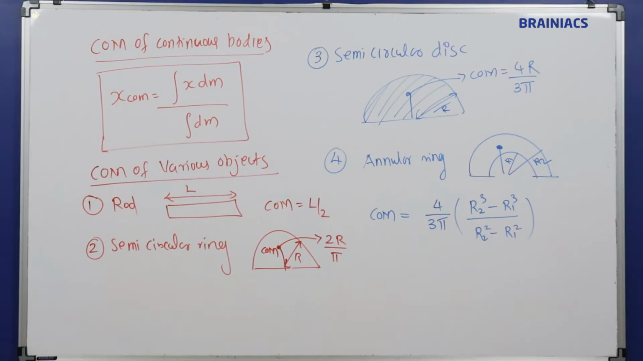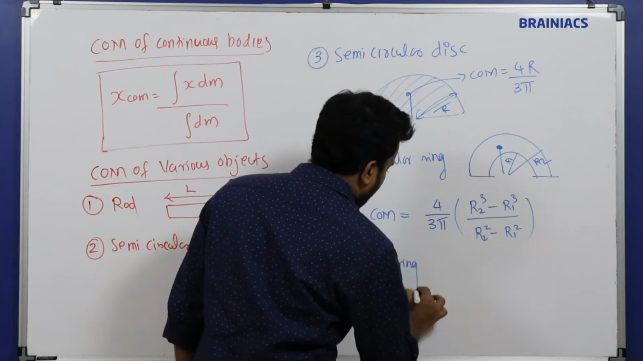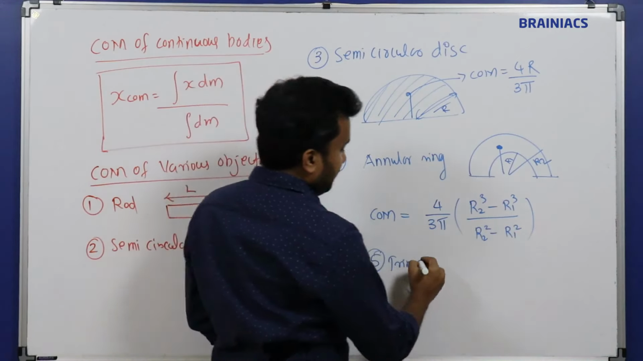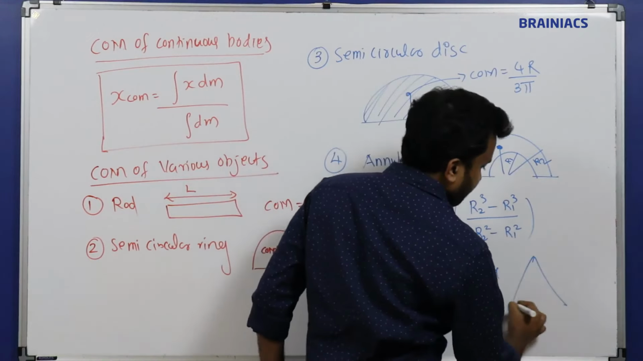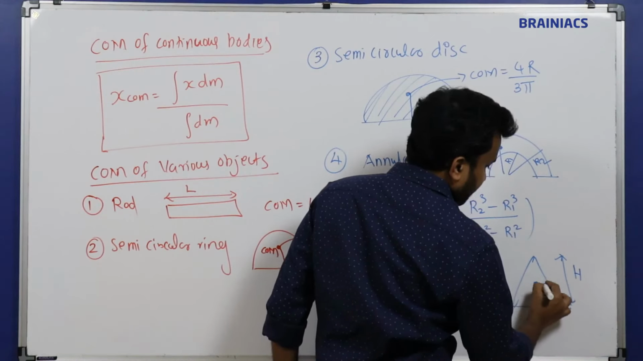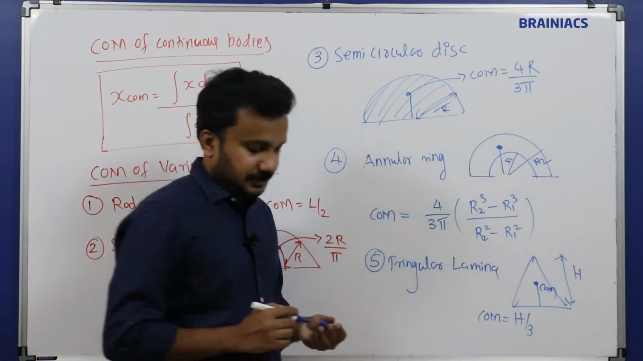Okay, next one is called triangular lamina. The fifth one, triangular lamina. Normally how I remember, this is simple. From this one I will remember this, from this one I will remember this. So these three we can remember in one shot, right? The triangular lamina has height h. Normally this is the center of mass. So center of mass equals h by 3. So it's important to know.